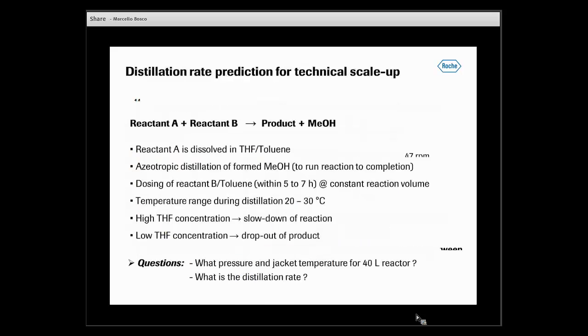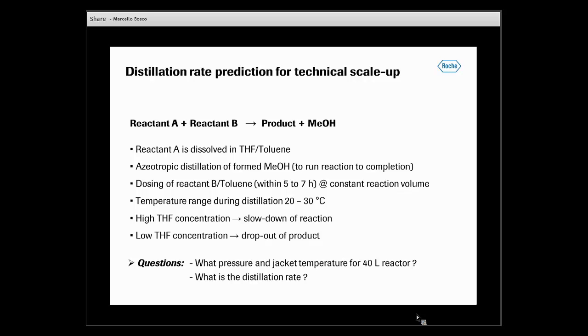Then I have another example. This is a distillation rate prediction for a technical scale-up. We had a reaction where we had a reactant A plus B gives a product, methanol, but we have some boundary conditions we have to take into account for this distillation.